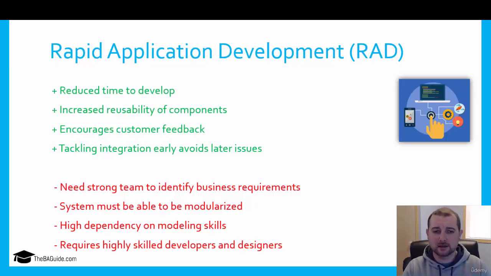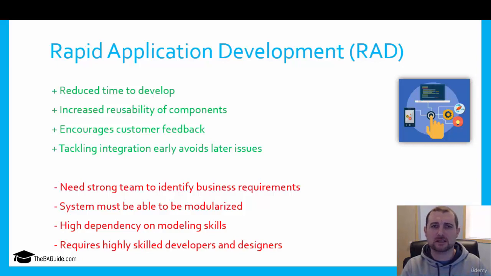So what are some of the cons? One thing is you need a strong team to identify business requirements. Initially you're going through the analysis and the quick design, and then the project teams are splitting out, so you need a person that can identify those requirements and do it really well, because they're ultimately supplying 3 teams with requirements.